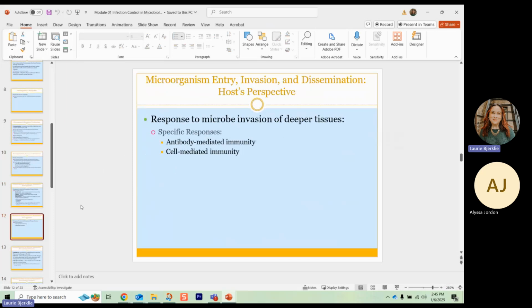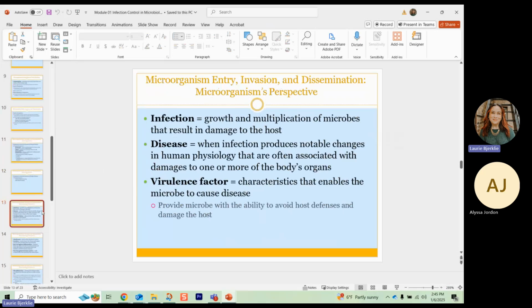Again, you are going to learn more about this in immunology, so we'll leave it alone for that.